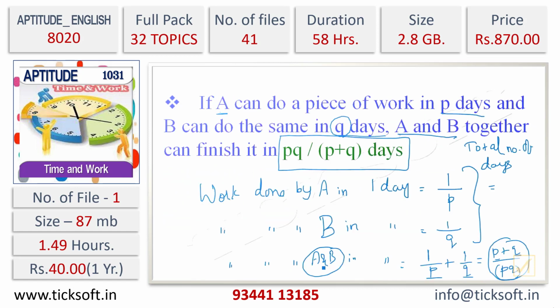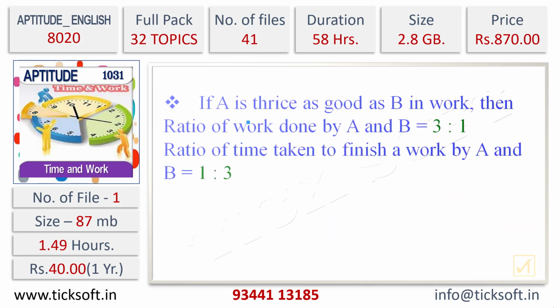So, therefore, work done by A and B in 1 day is (P plus Q) by PQ. So, hence the total number of days will be equal to 1 by this (P plus Q) by PQ. So, if we take the reciprocal of this, then we get PQ by (P plus Q). So, by using this concept only, we get this formula, that is, if A can finish a work in P days and B can finish a work in Q days, then A and B together finish it in PQ by (P plus Q) days.